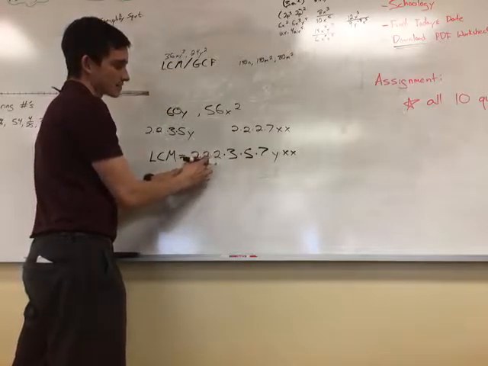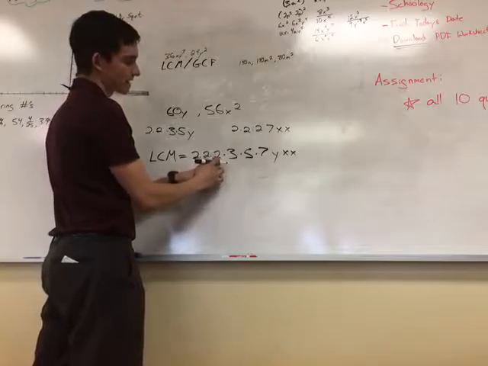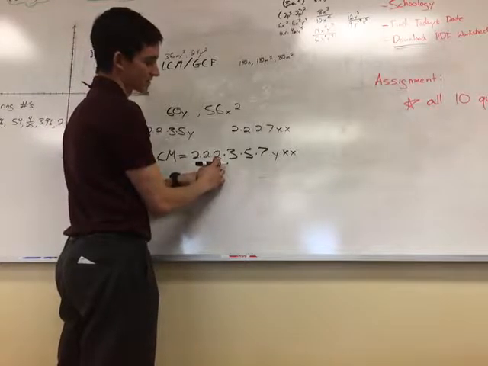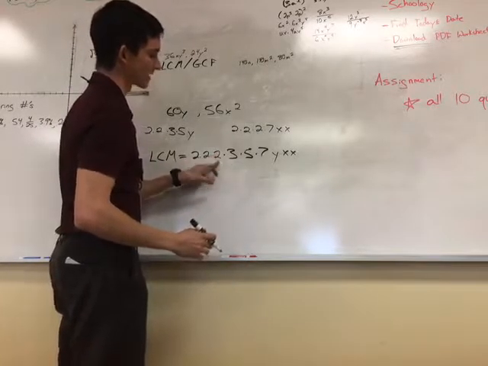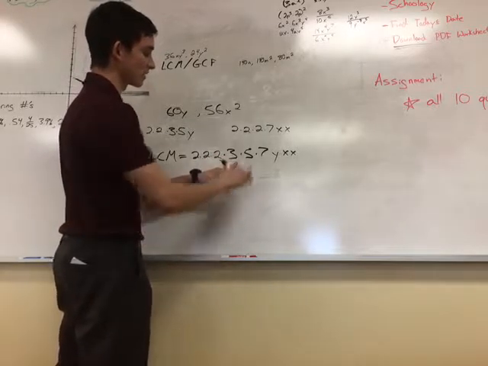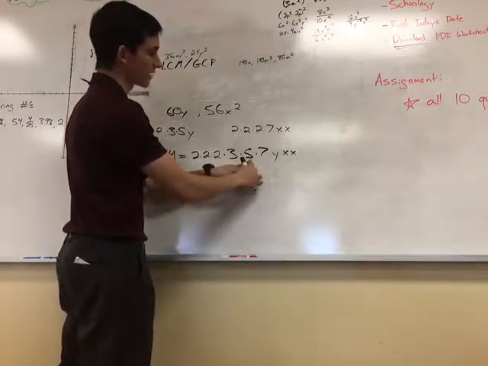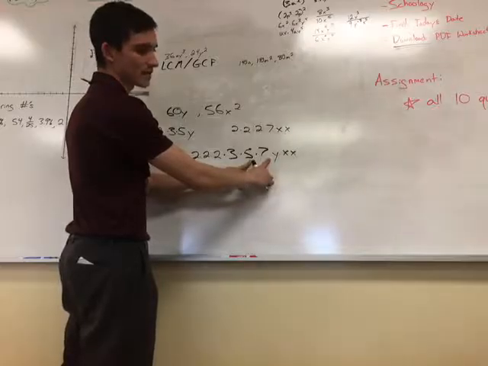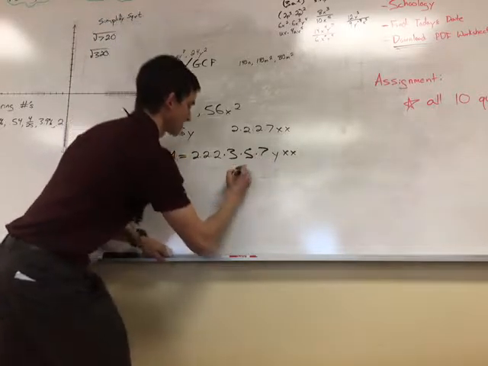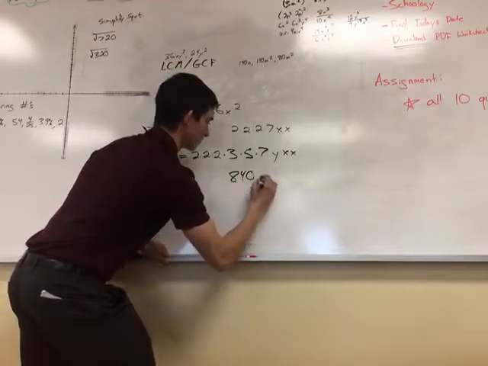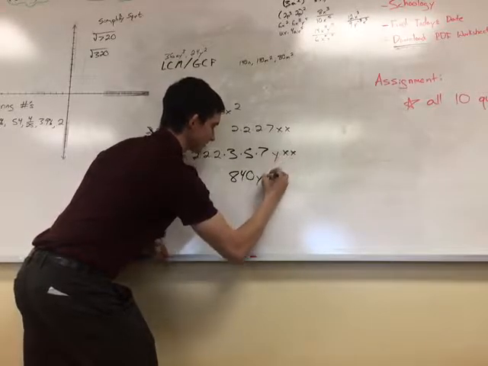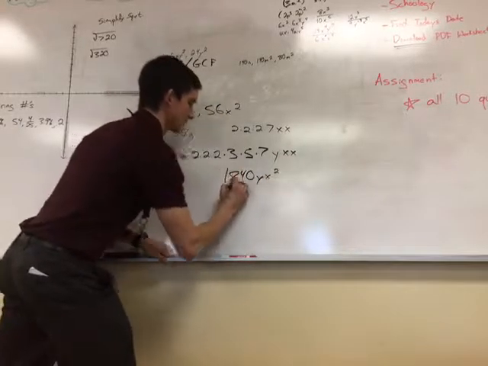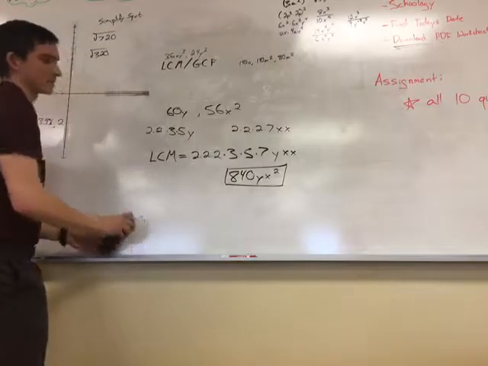So 2 times 2 times 2, that's 8. This is going to be almost impossible to do in my head right here. But 8 times 3 is 24. 24 times 5, that's 120. And 120 times 7, that's 840. 840, y, and then x times x is x squared. And that would be my answer for my LCM.